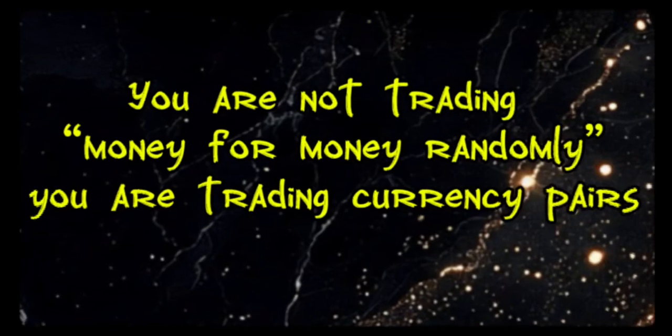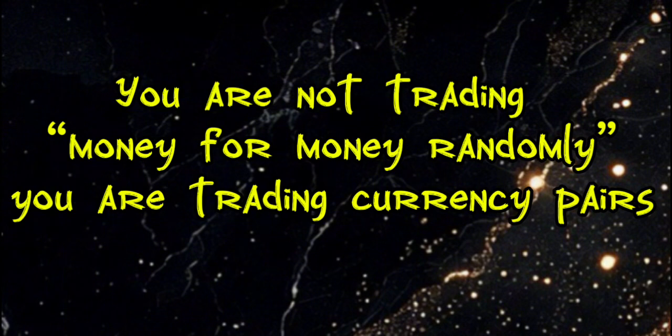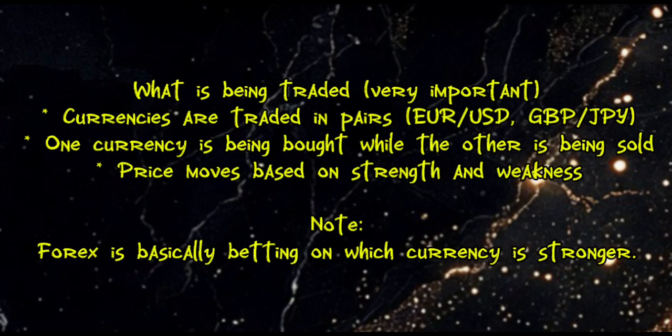Moving on, you will know that you are not just trading money for money randomly. You are trading currency pairs. This consists of two different currencies being paired together. Let's move forward. What is being traded, which is very important? Currencies are traded in pairs, just like I said before. And you can see on my screen, we are looking at this pair, which is EUR USD.